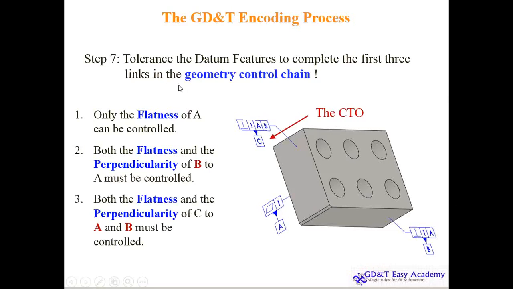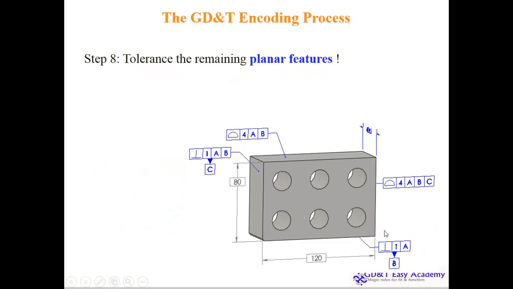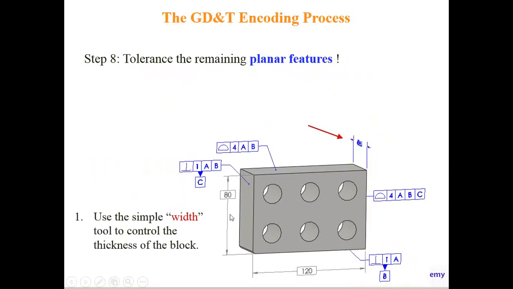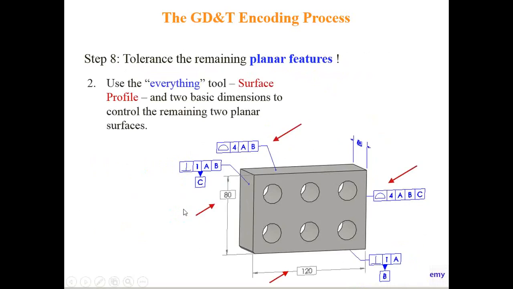So the tolerance and datum features complete the first 3 links of the geometry control chain. Flatness is addressed, perpendicularity is addressed, and then we'll move to our basic dimensions. To tolerance the remaining planar part, we have to go for the dimensions like the 40, 120, 80 that we did. The width we have addressed in this particular part. And here you can see for controlling the profile across the rectangular block with the chamfer cut, we have addressed it with respect to 3 different planes. The control is fixed here and here also. So now the surface profile and 2 basic dimensions we have fixed.